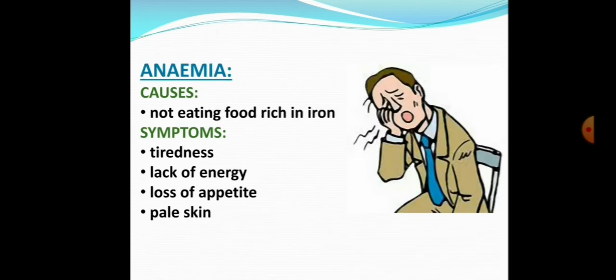Now, the next disease, anemia. The causes: when we are eating food but we are not eating food that is rich in iron, then we can have anemia. And the symptoms of anemia: tiredness, we'll feel very tired, lack of energy, we'll feel as if we don't have energy to do that much work, loss of appetite, we will not feel that hungry, it will decrease our appetite, and the skin will become pale, yellowish in color.